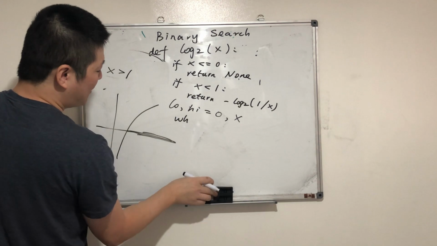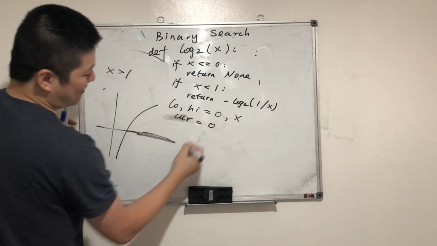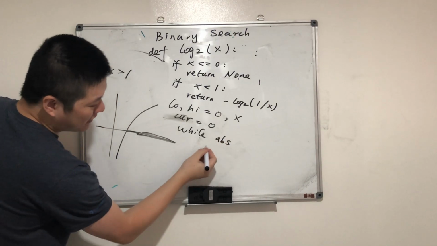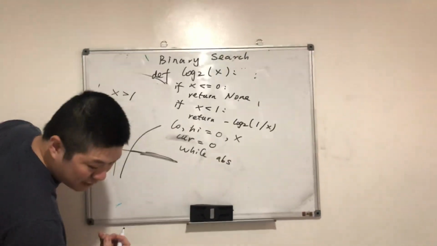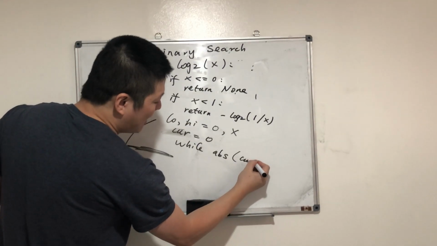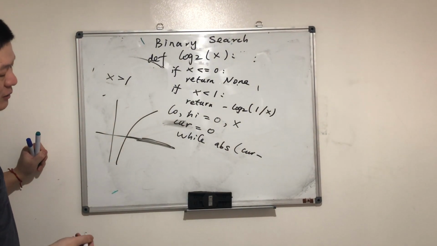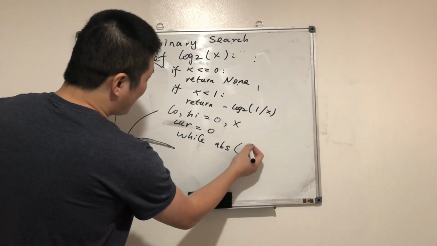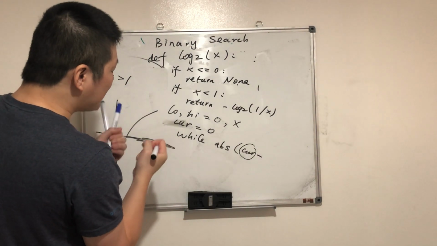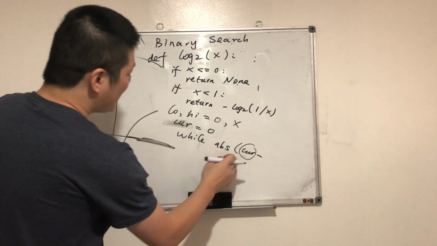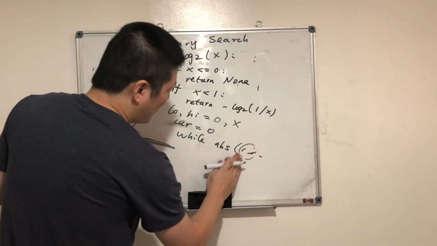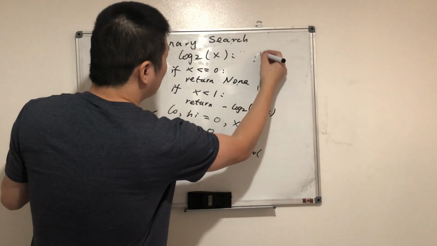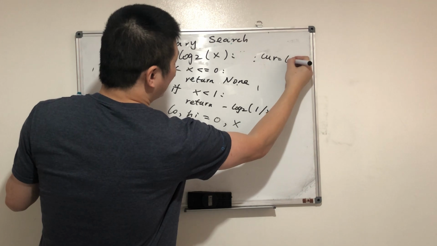Now look, we can guess the initial current value as 0. Let's just guess the value, we don't know yet. But we need the ABS, do you still remember ABS? Absolute value, yeah? When the absolute value of 2 to the power of current minus x is bigger than an error, CUR is the value we are looking for, log 2 of x, right?